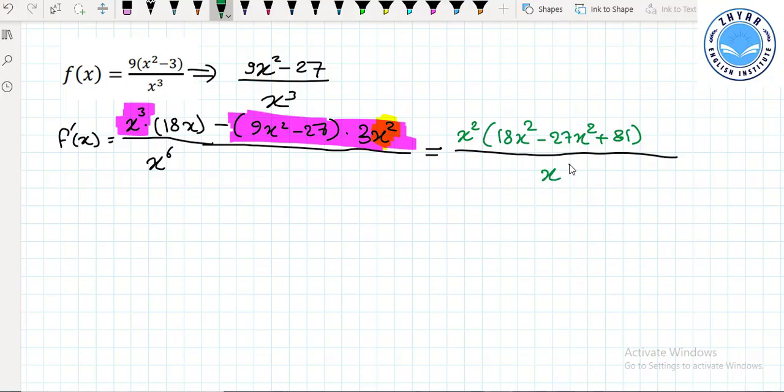All over x power 6, there is cancelling. X power 2, x power 6 cancel out each other. X power 4 is remaining in the denominator. Now we have the derivative.